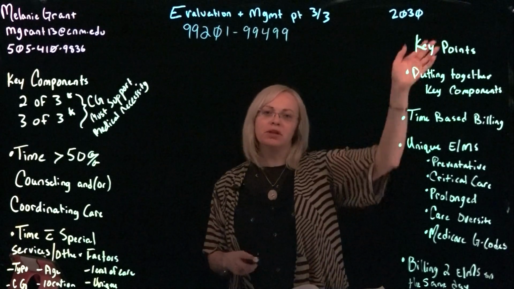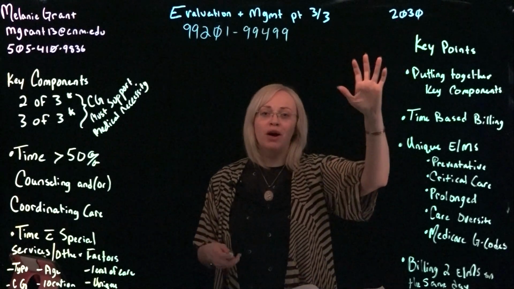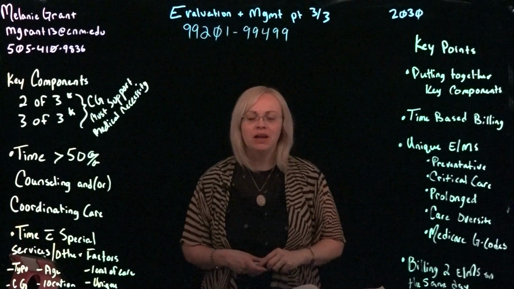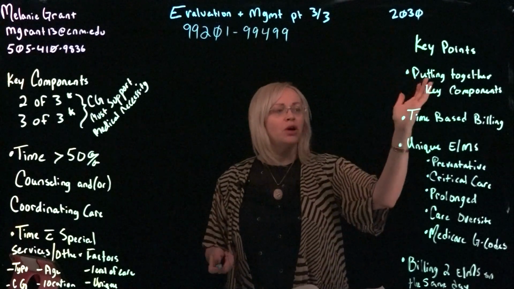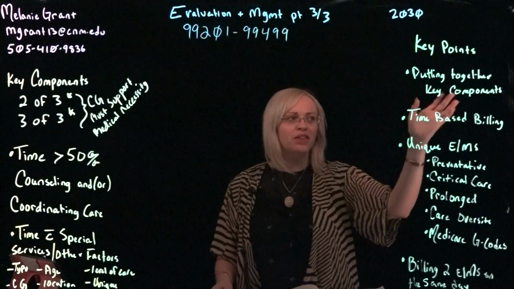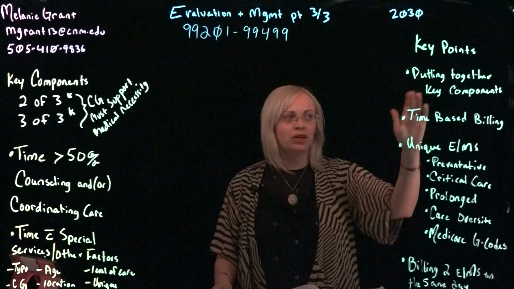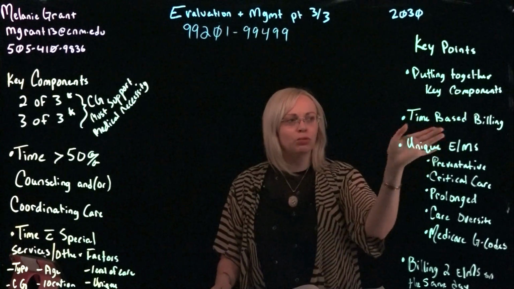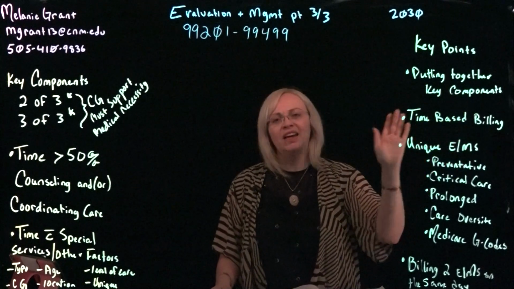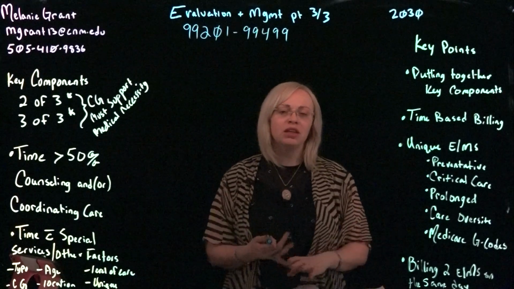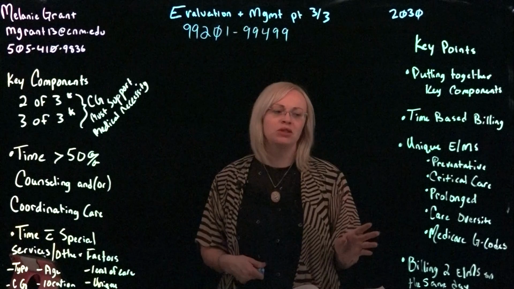Today we're focusing with our class 2030 on our third part of E&M coding, 99201 through 99499. Today, our big key points: we're going to talk a little bit about putting it together, kind of a refresher on some of the key factors, or key components, that we've looked at already, the role of time-based billing, and then some of those unique E&Ms that you'll notice aren't exactly based off of the key components that we've been focusing on the last 2 weeks.